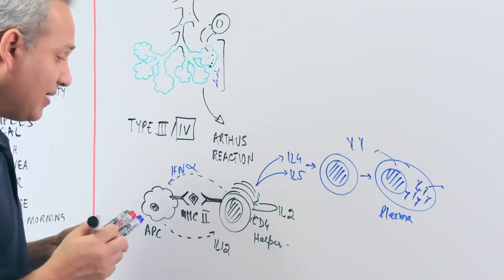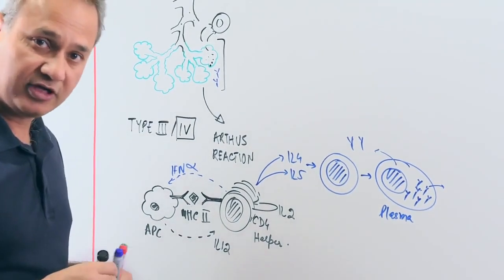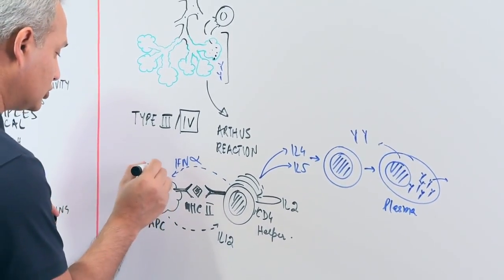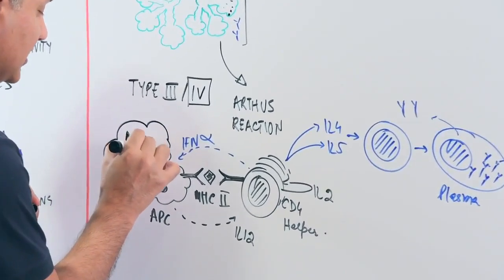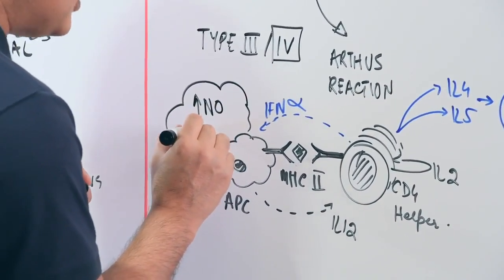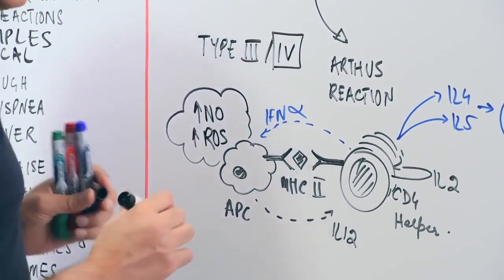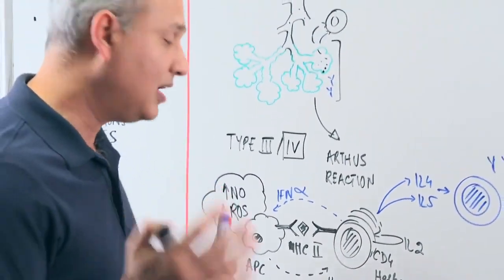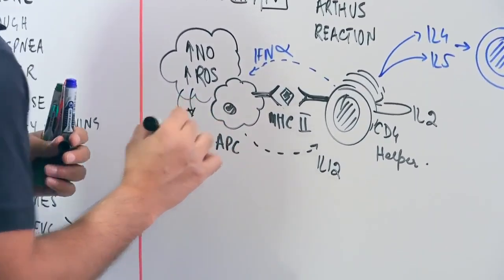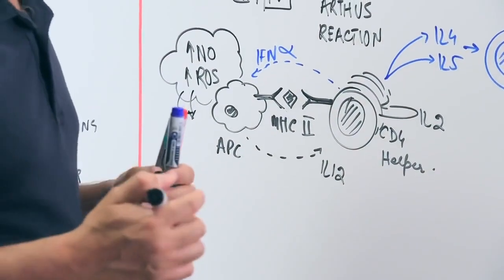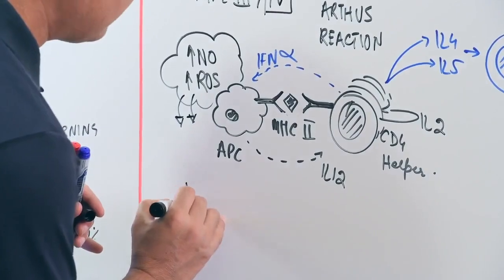Now an active macrophage is a dangerous macrophage. What does that dangerous macrophage do? If this was the active macrophage, it produces more nitric oxide, it produces more reactive oxygen species, it does more killing. Plus, in addition to the killing, it of course releases chemoattractants and cytokines that cause local inflammation.